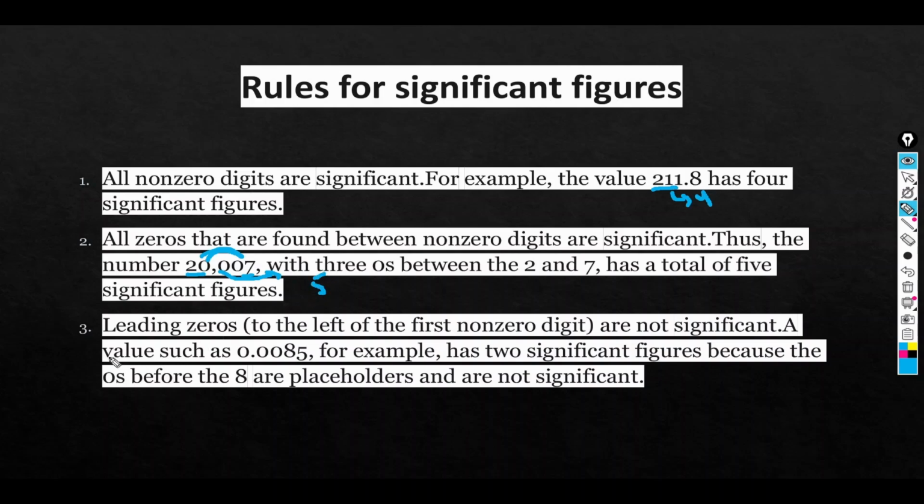Now move on to the third rule. Leading zeros to the left of the first non-zero digit are not significant. So this is the first non-zero digit and then there are leading zeros on the left side of this. Okay. So these zeros are not significant. These two zeros are not significant. So in this example, how many significant figures are there? So only two significant figures. This 8 and 5. Okay.